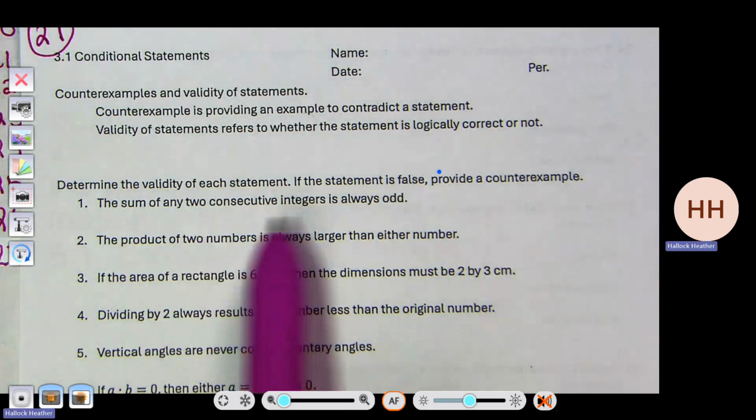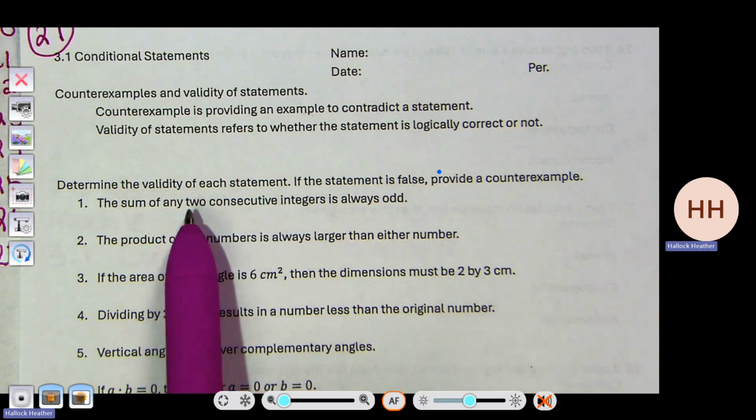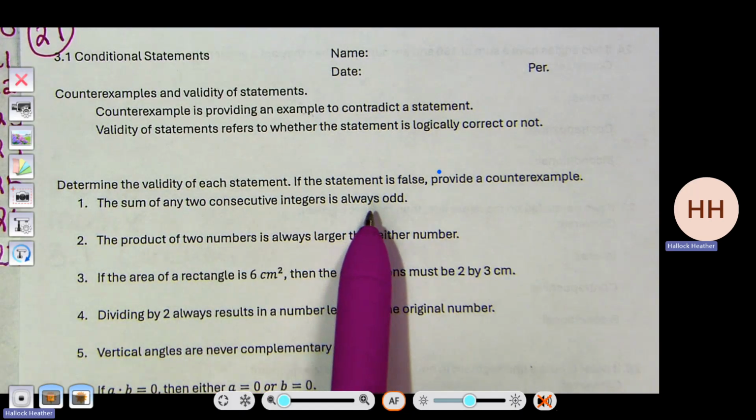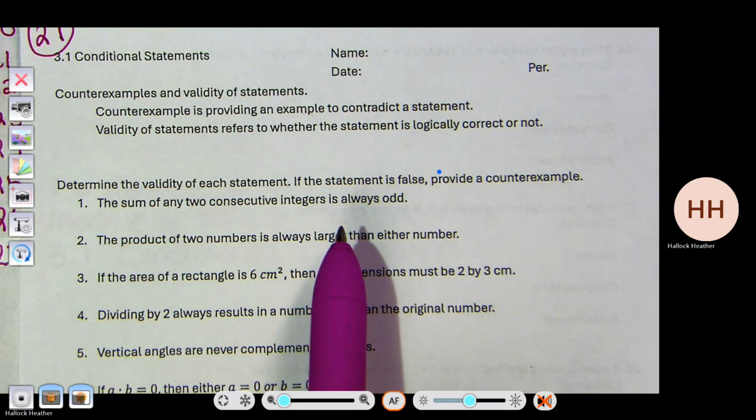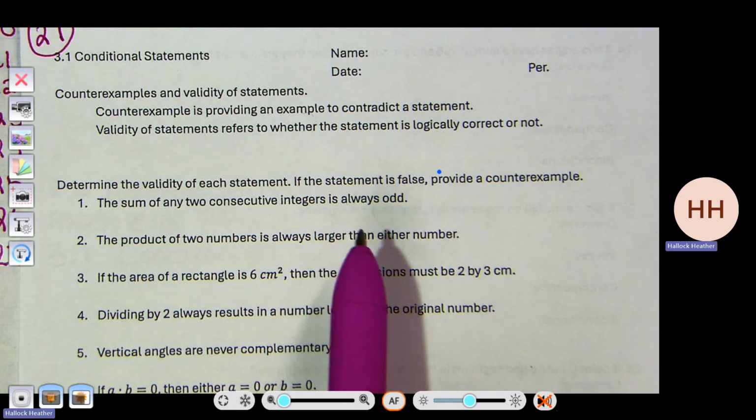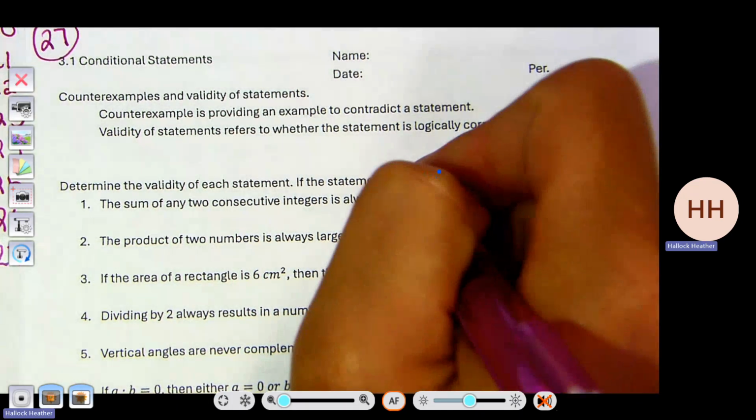Okay, anyways, so basically two numbers that are next to each other, like 1 and 2. If I add them together, is that odd? Yes. Is there an example of this where it's not going to be odd? No, right? So this is true. So we just put true.